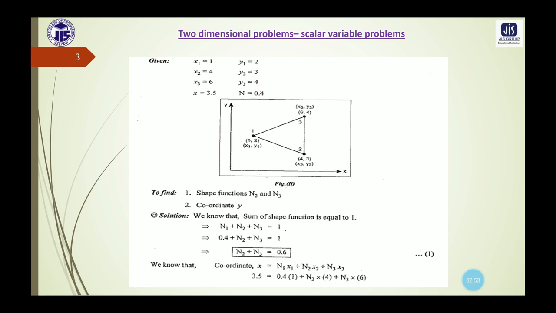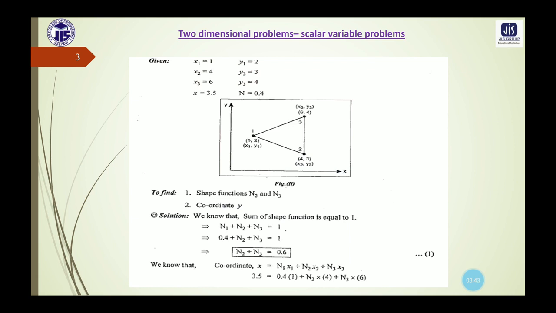Now inside this triangular element, one point P is given, for which the x coordinate is 3.5. We need to find the y coordinate of that point P, and the value of n1 is given here only, it is 0.4. So we need to find the value of n2 and n3, that is the other shape functions. So this is the numerical given here. Actually we need to find the shape functions n2 and n3 and the y coordinate of the point P which is inside this triangular element. So how to proceed here in this numerical?